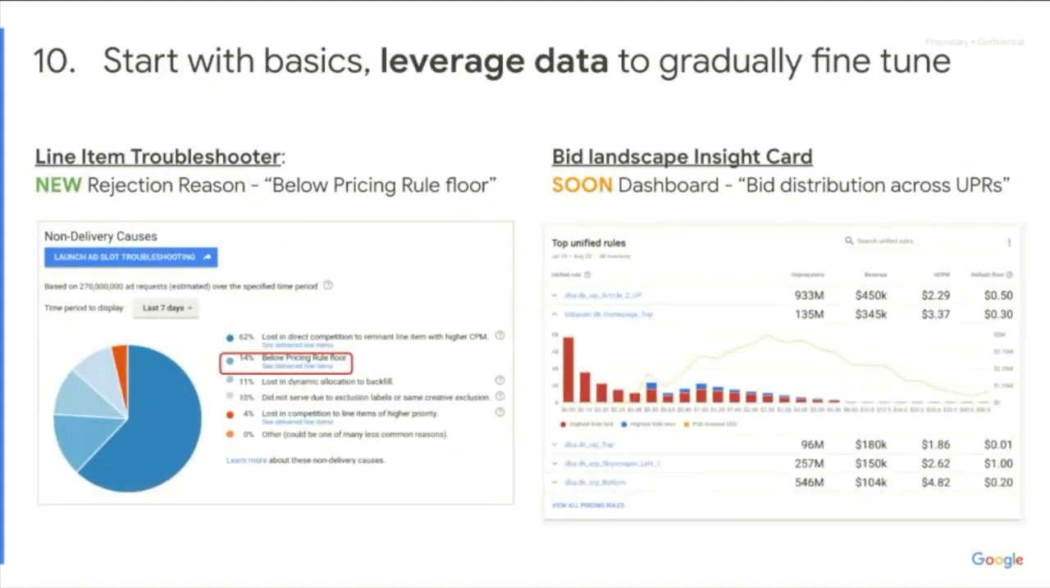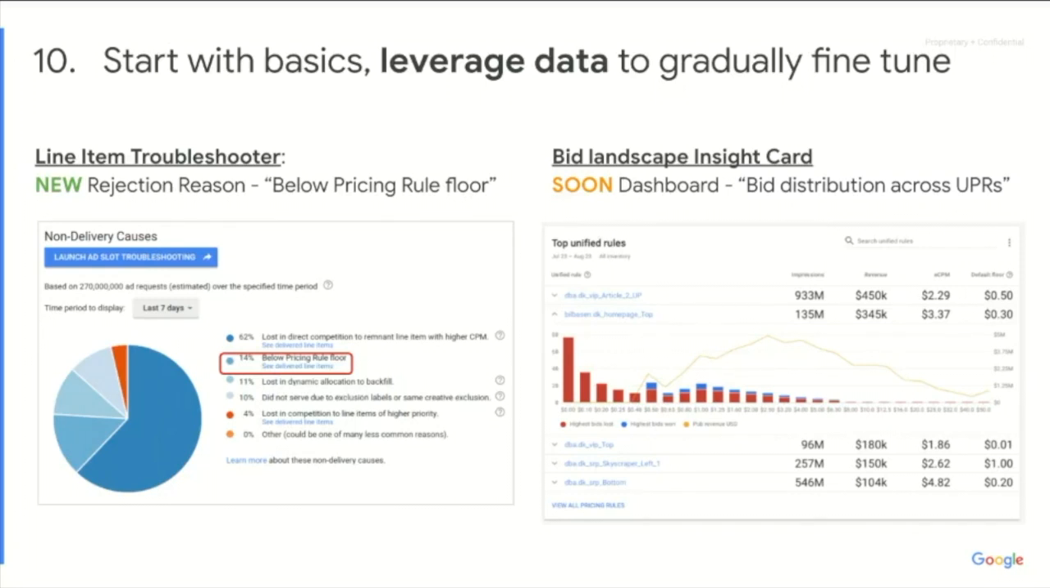And then last best practice, but definitely by no means least, we mentioned this a little bit earlier, but we do have some tools that will help you optimize your unified pricing rules and yield once you're fully up and running. So the line item troubleshooter, what you see on the left, highlights potential remnant line items that might impact on the clearance of your non-guaranteed line items. So super helpful. Advise you to check it out over the coming days and weeks.